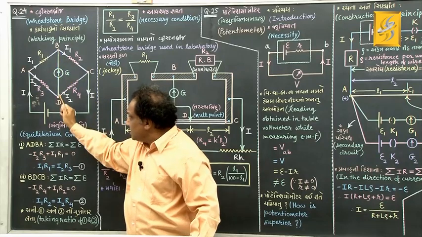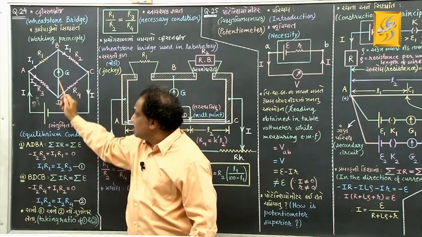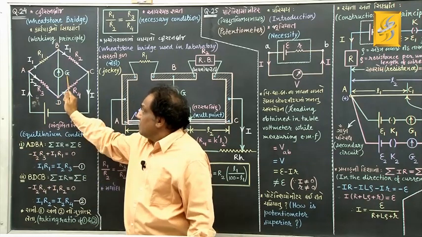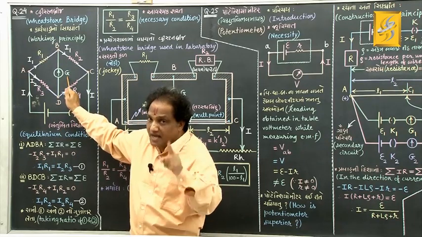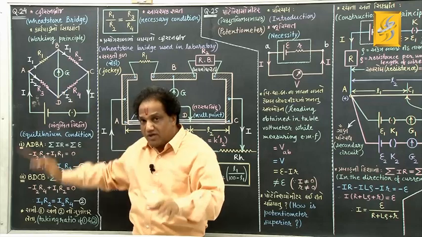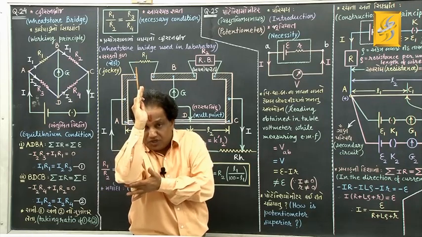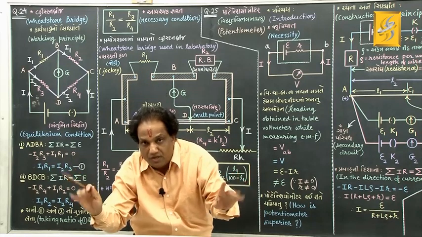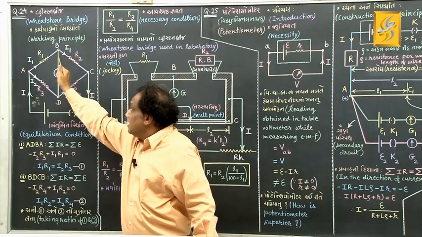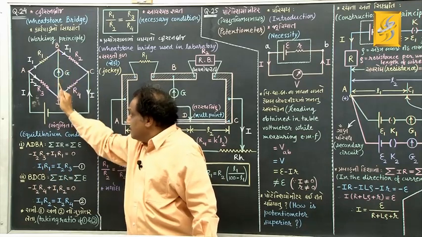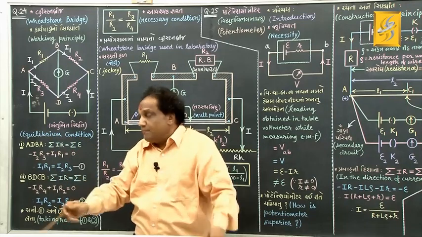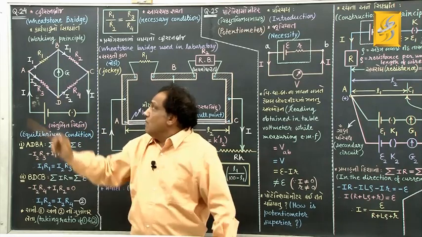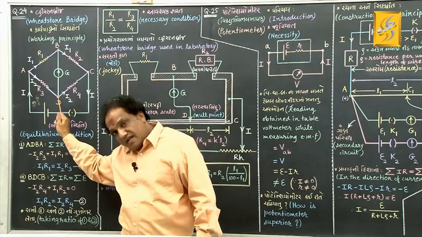So in this branch, because of 0 potential difference between these two points, no current can flow. And because no current is flowing, this galvanometer will not show any deflection. At that time, the pointer in the galvanometer will lie in the central position and indicate 0 deflection. So if there is no deflection in the galvanometer, you must understand there is no current in this branch, which indicates that the potential difference between these two points must be 0, and when the potential difference is 0, the potentials must be equal.